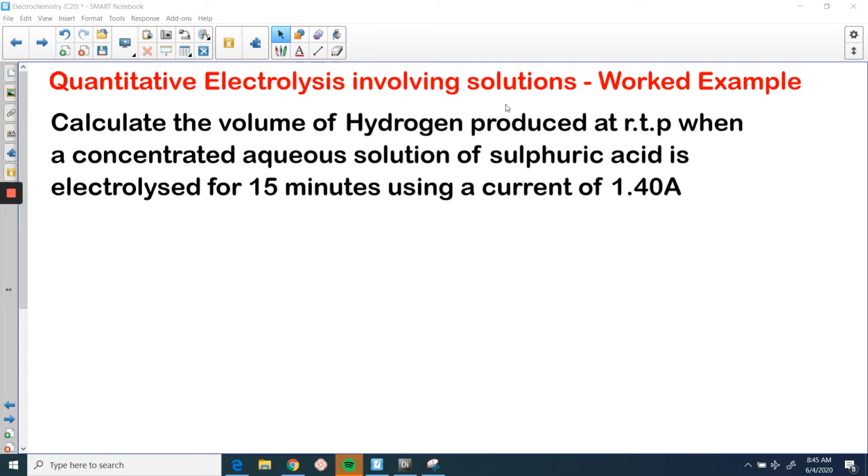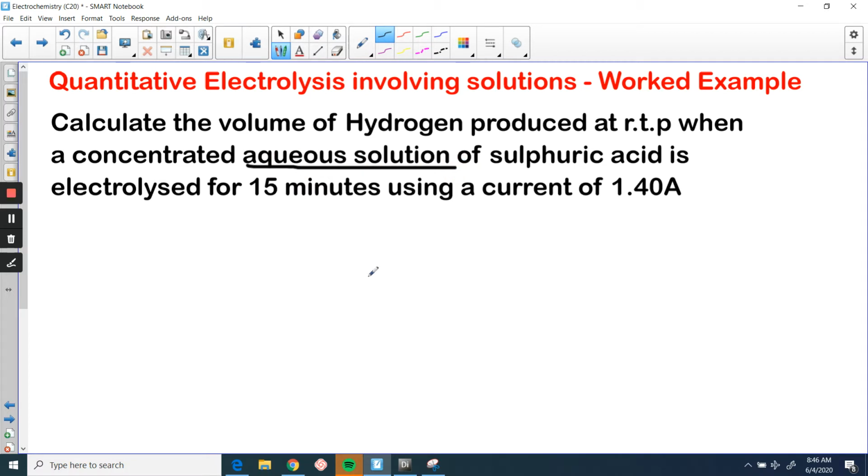Calculate the volume of hydrogen produced at RTP, which is room temperature and pressure, when a concentrated aqueous solution of sulfuric acid is electrolyzed for 15 minutes using a current of 1.4 amps. Now, something to draw your attention to here is that you have more complicated events going on when you are electrolyzing solutions, okay, aqueous solutions.